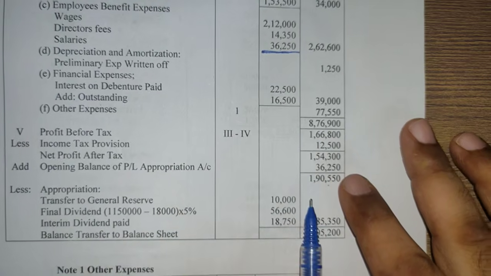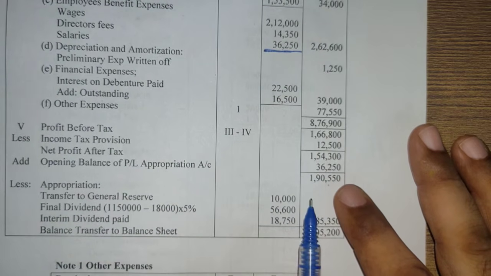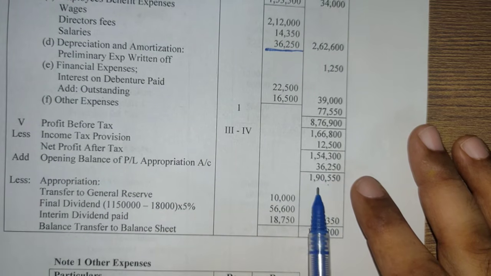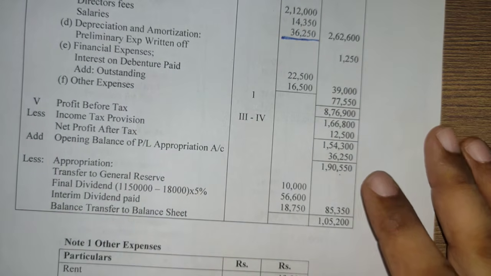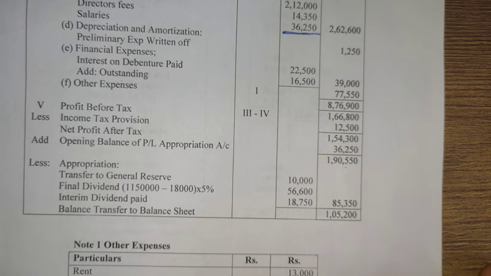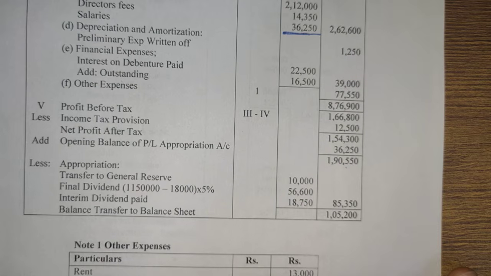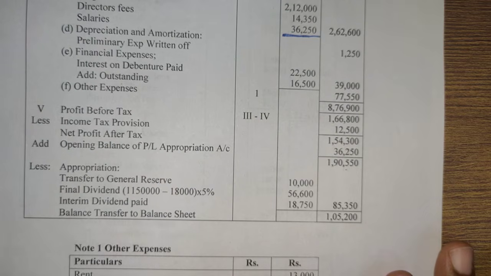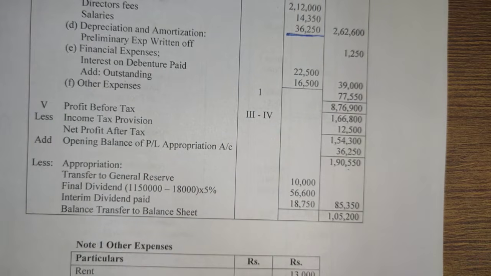Then the opening balance of the profit and loss appropriation account, which is mentioned on the credit side of the profit and loss account, we have already taken out. So the total is 1,90,550, this is the appropriable profit. And then comes the appropriation, meaning distribution of profit, which is normally not in the final account of a partnership or a sole trader. So here in the appropriation of profit, transfer to general reserve 10,000 as mentioned in additional information number 5, 10,000 to be transferred to general reserve.